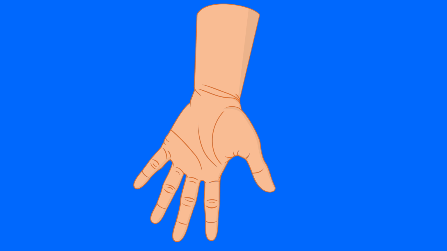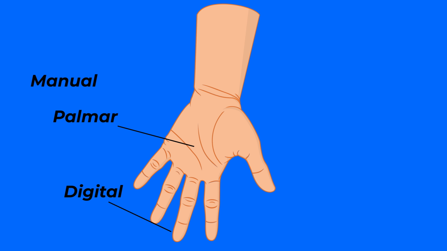Now if we zoom in and look at just the hand, we're going to refer to this as the manual region. Palmar, meaning palm. Digital, meaning fingers. Carpal, meaning wrist. And pollex, meaning thumb.